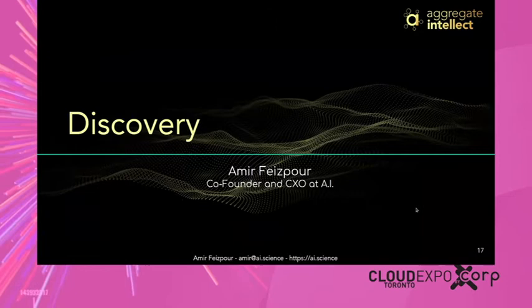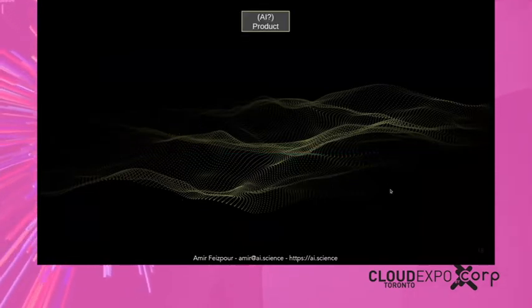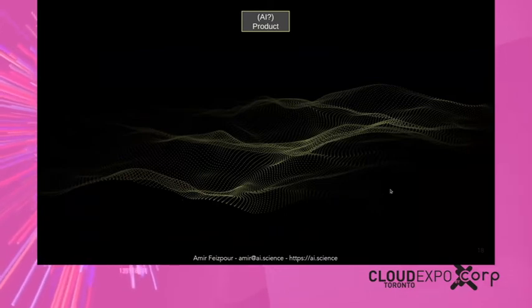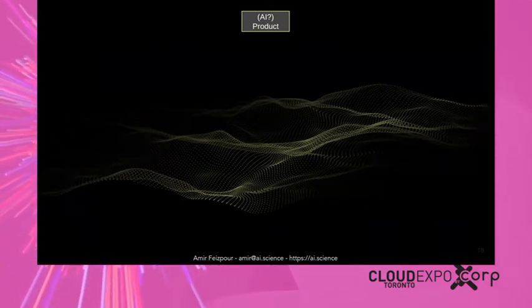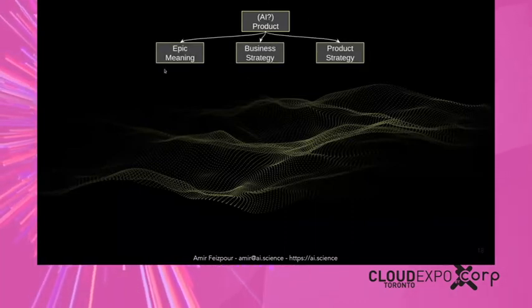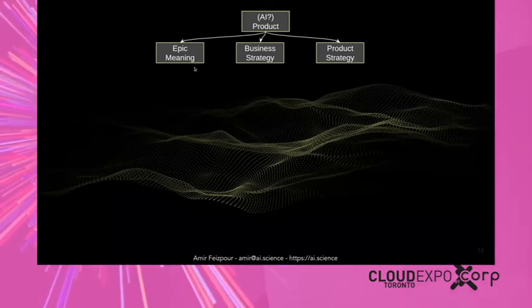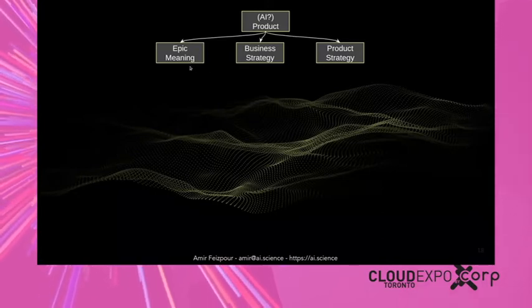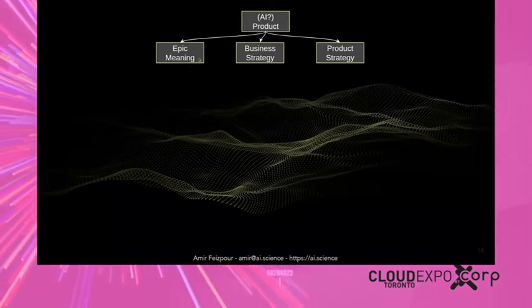Okay, so the next stage is discovery. We are going to go into more details about each of the stages of discovery, short-term validation, and long-term validation now. In discovery, you're trying to figure out three things on a very high level. You want to know the epic, meaning what problem you're trying to solve. So what's the grand vision of this problem?